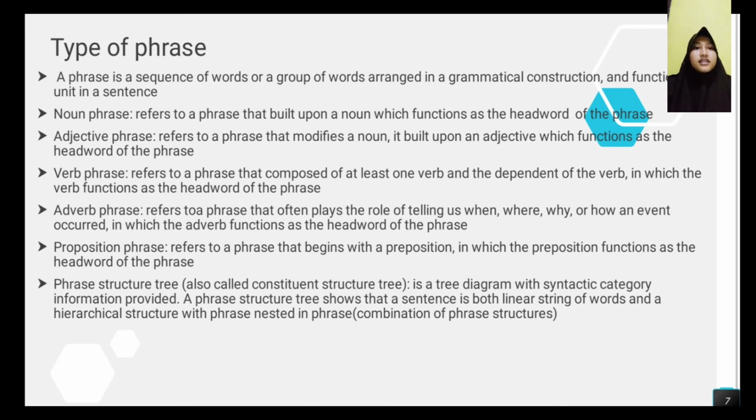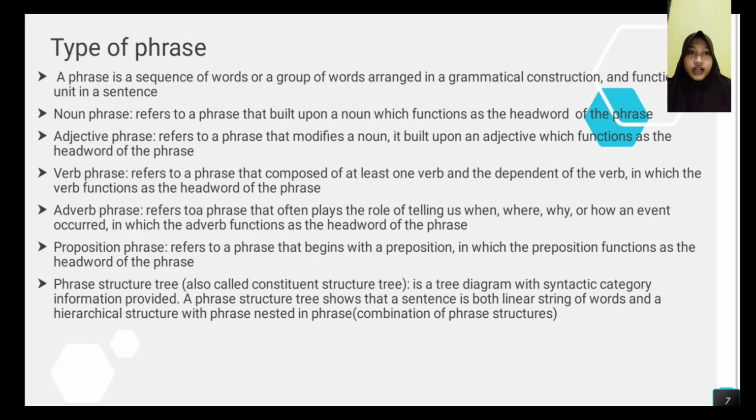A noun phrase refers to a phrase that builds upon a noun which functions as the head word of the phrase. Next is adjective phrase. It refers to a phrase that modifies a noun. It builds upon an adjective which functions as the head word of the phrase. Next, a verb phrase refers to a phrase that is composed of at least one verb and the dependents of the verb, in which the verb functions as the head word of the phrase.